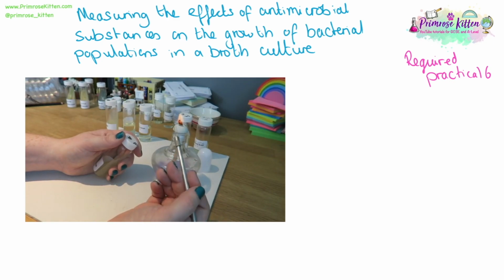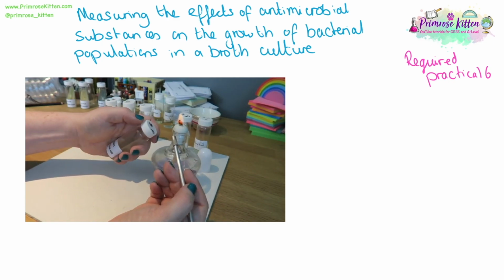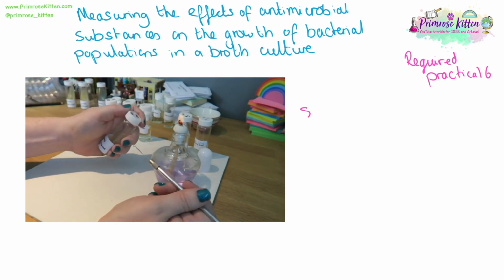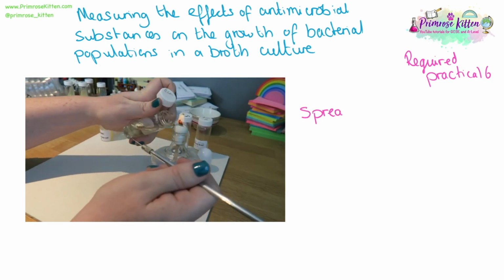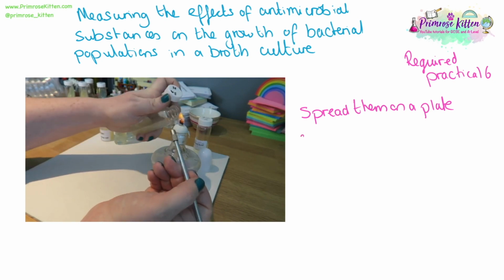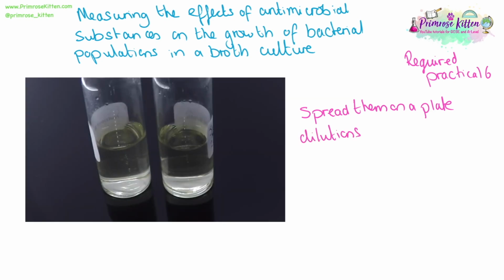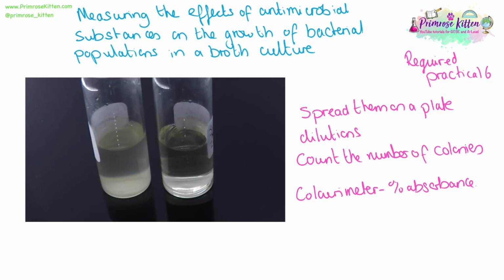Once you have your cultures set up, leave them to grow for a few days. You can also spread them on a plate. You can have dilutions, and then you can actually count the number of colonies. Alternatively, you can use a colorimeter, and this will give you the percentage absorbance so you can tell how cloudy the broth culture has gone. And because of these two things, this is a quantitative experiment.